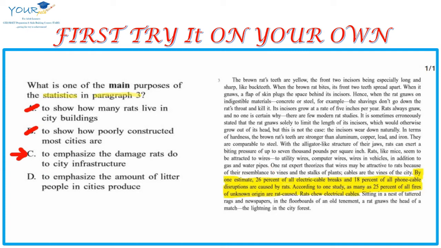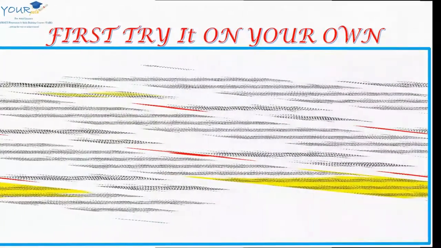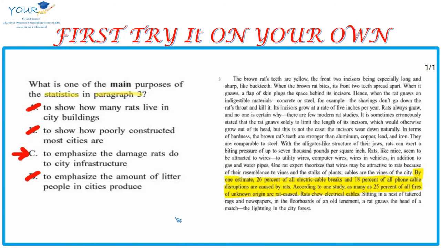Now we can look at option D as well, and we have to emphasize the amount of litter people in cities produce. Well, we know that our stats did not talk about the litter that people in cities produce. And so we know that option D does not apply in terms of answering our question, and so we can eliminate option D as well.